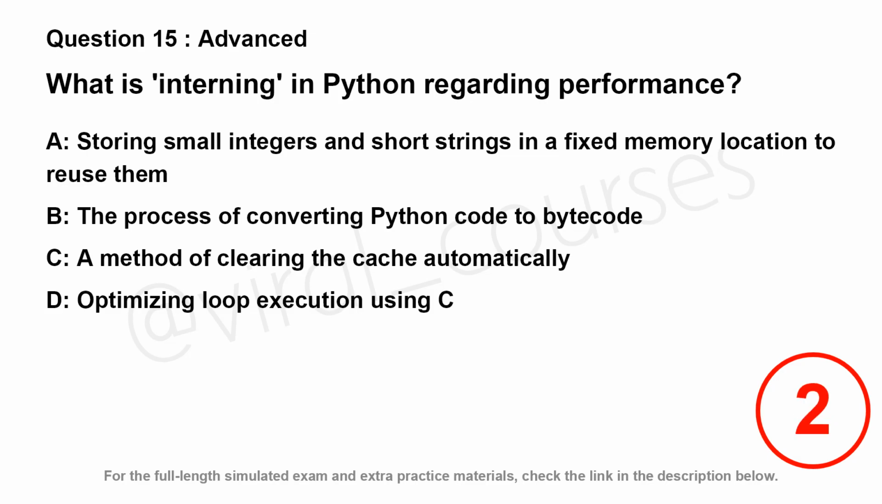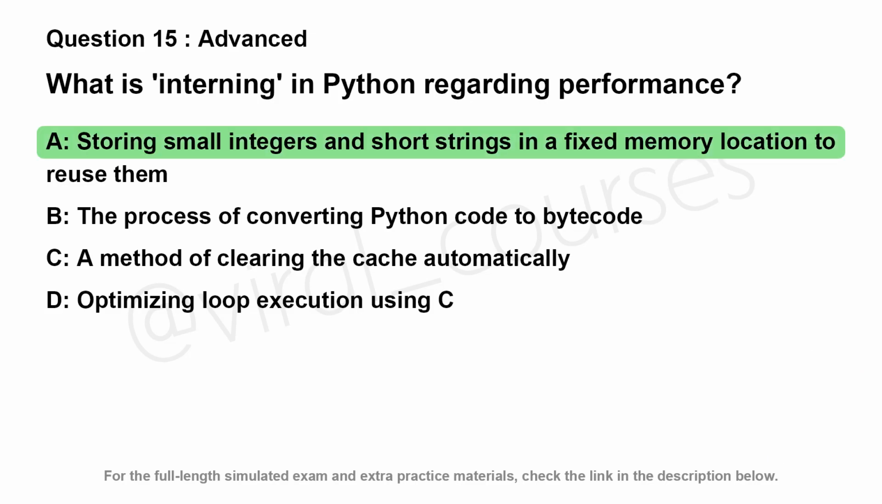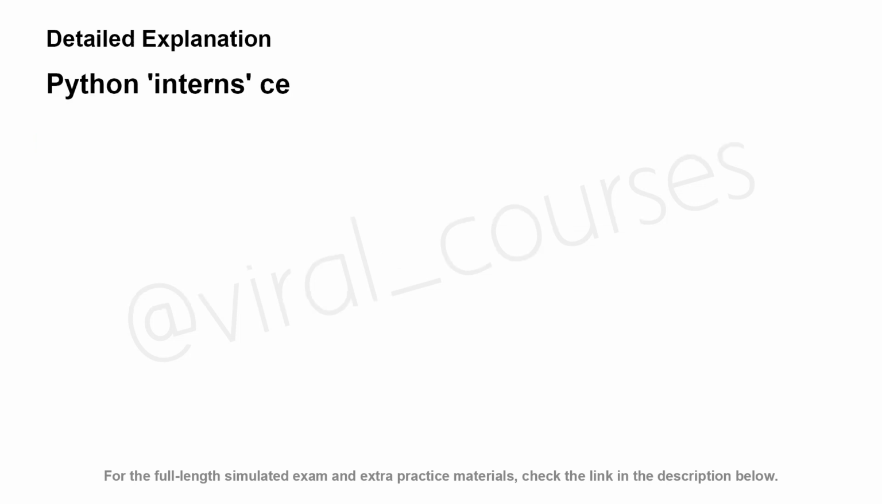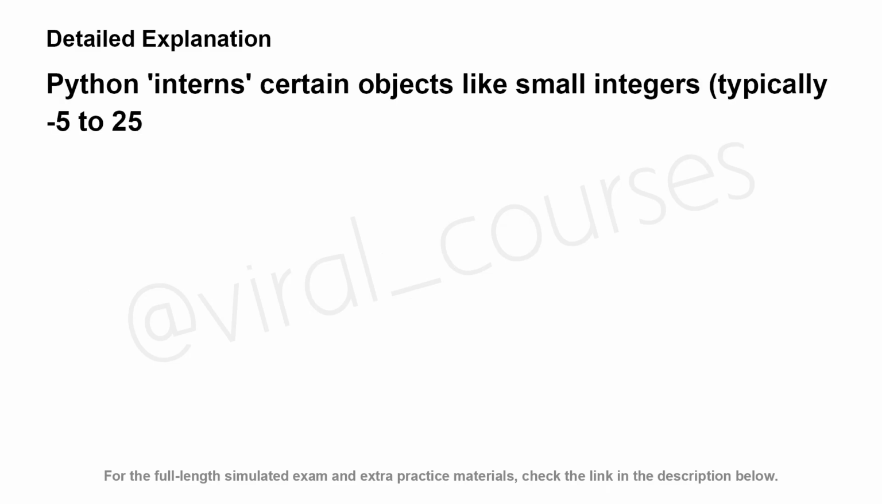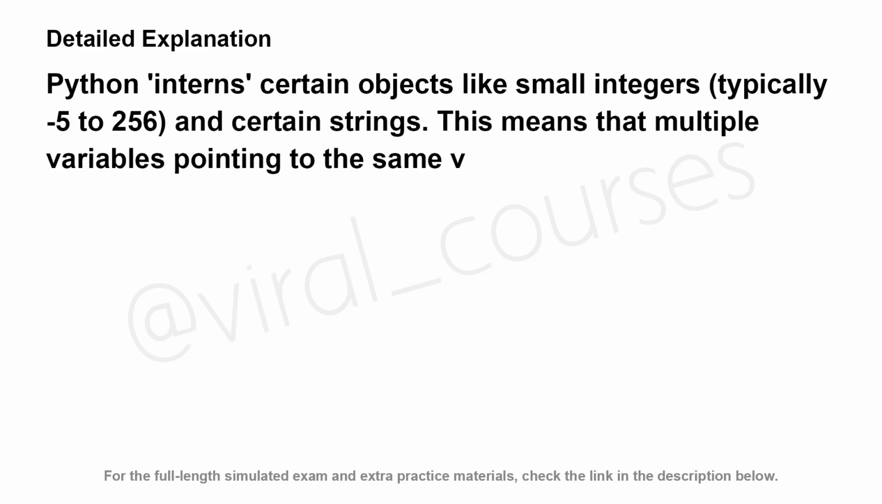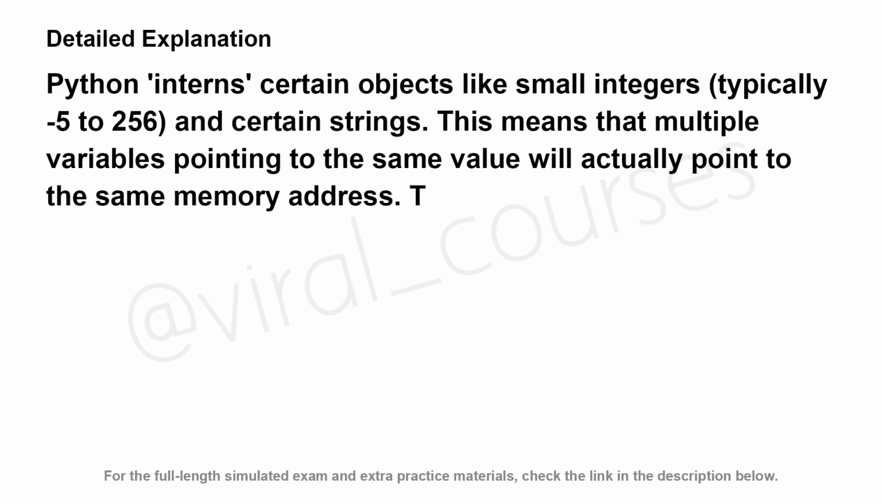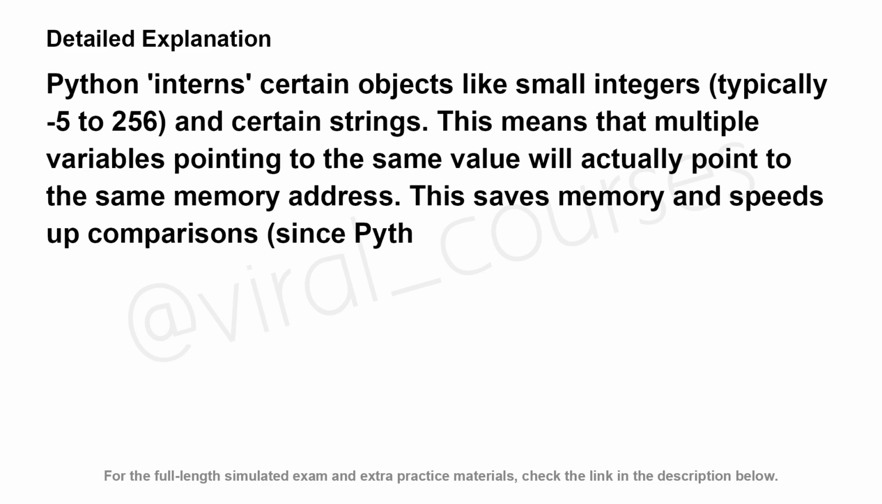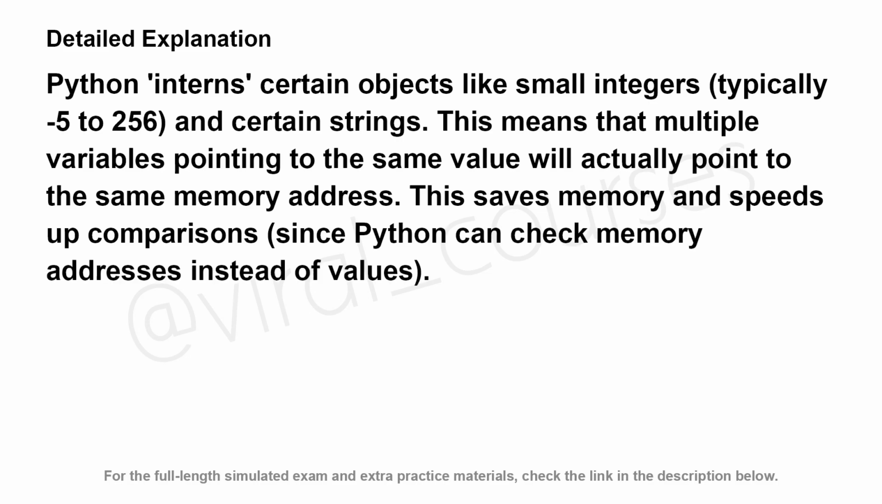The correct answer is A. Python interns certain objects like small integers, typically -5 to 256, and certain strings. This means that multiple variables pointing to the same value will actually point to the same memory address. This saves memory and speeds up comparisons, since Python can check memory addresses instead of values.